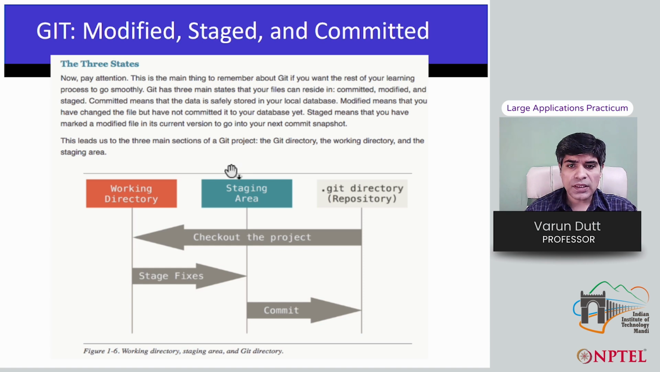So basically, as you can see, we check out a project from the directory, which is the local database, into the working directory. We may make some changes and we stage them, and then we commit them into the local repository. So this is the process through which Git operates. The Git directory is the database, the working directory is where we work on the files, and the staging area is another intermediate stage where we stage the files for being committed.